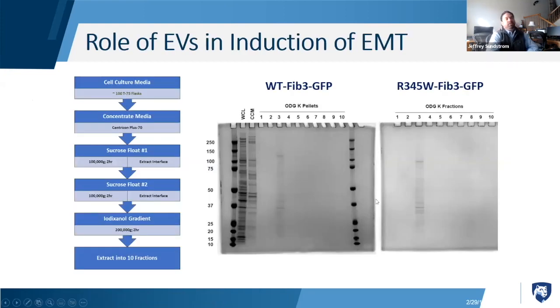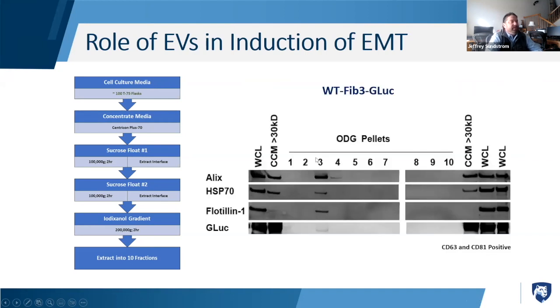So we obviously wanted to get to the role of EVs in inducing EMT. To do that, we need to isolate EVs from these cells. For the proteomics experiments, we wanted a nice clean prep, so we turned to the iodixanol gradient. So here's the gradient here. You can see in lane 3, we have a nice enrichment of the buoyant EVs. This is our protocol here, which is pretty well known to everybody in the literature. You can see that in fraction 3, we find ALIX, HSP70, flotillin, and luciferase-tagged fibulin 3.